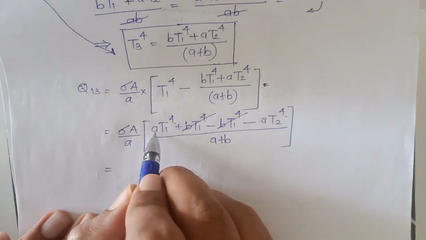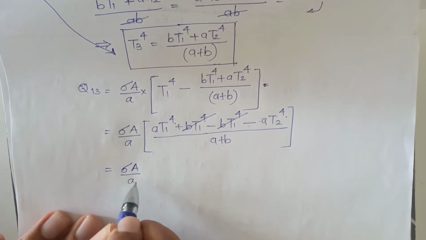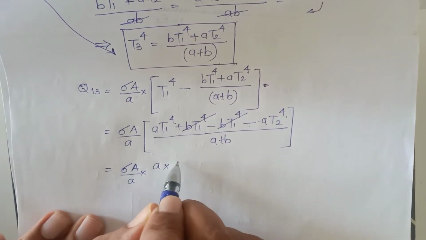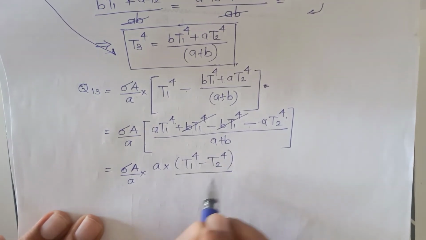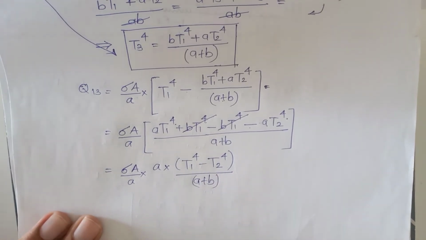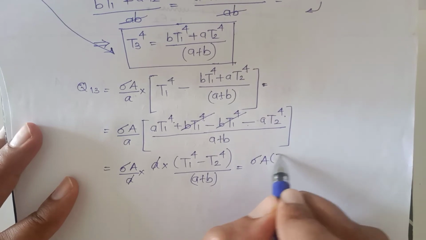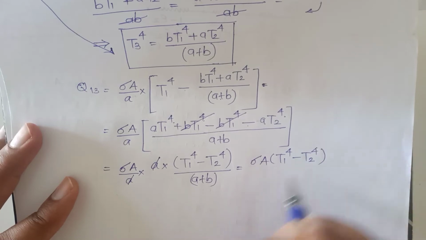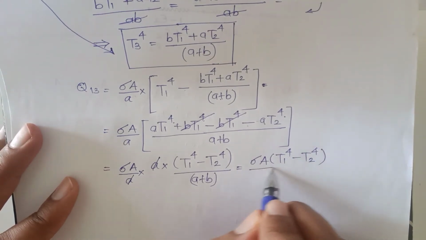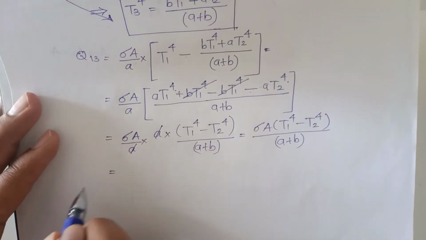Now we can take A as common from both the terms, so that gives us sigma A upon small a multiplied by A into T1 raised to 4 minus T2 raised to 4 divided by A plus B. Again A and A, they are cancelled. So now what remains with us is this term sigma A into T1 raised to 4 minus T2 raised to 4 divided by A plus B.